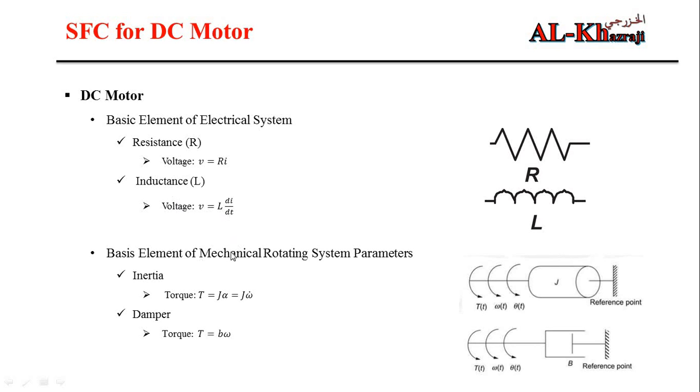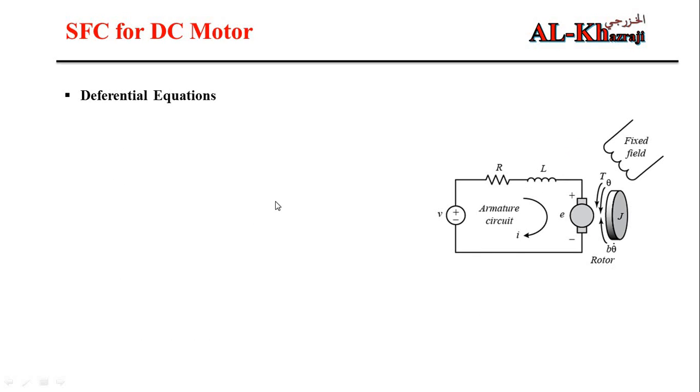Now, in terms of the mechanical rotating part, we have two elements, which are the inertia and the damper, and we need to know how to calculate the torque in each element. So in the inertia, the torque is the moment of inertia multiplied by the rotational acceleration, which is omega dot, and the torque in the damping is the damping coefficient multiplied by the rotational speed of the shaft. So this is what we need in order to build the differential equation of the DC motor.